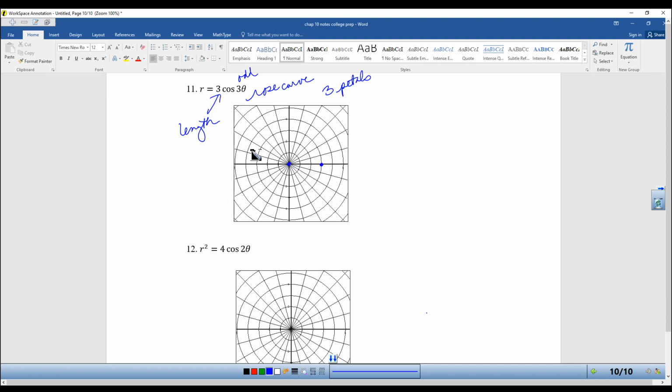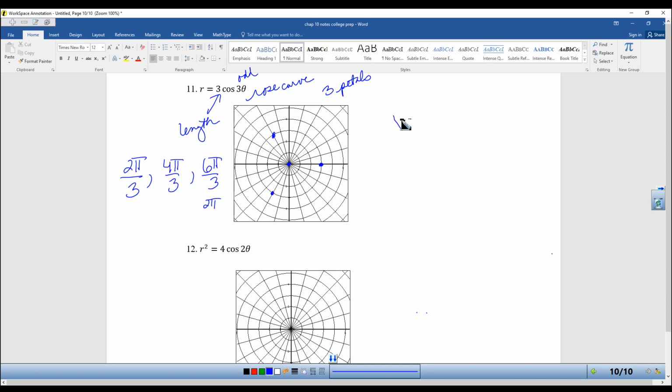And I need to break down this entire 2 pi into 3 petals evenly distributed. So I divide by 3, and that tells me how far apart they are. So one's going to be at 2 pi 3rds. If I add another 2 pi 3rds, I'll get 4 pi 3rds. If I add another 2 pi 3rds, I'll get 6 pi 3rds, which of course is 2 pi. So here's my 2 pi one. Here's my 2 pi 3rds. Here's my 4 pi 3rds. 1, 2, 3. And I have my petals.